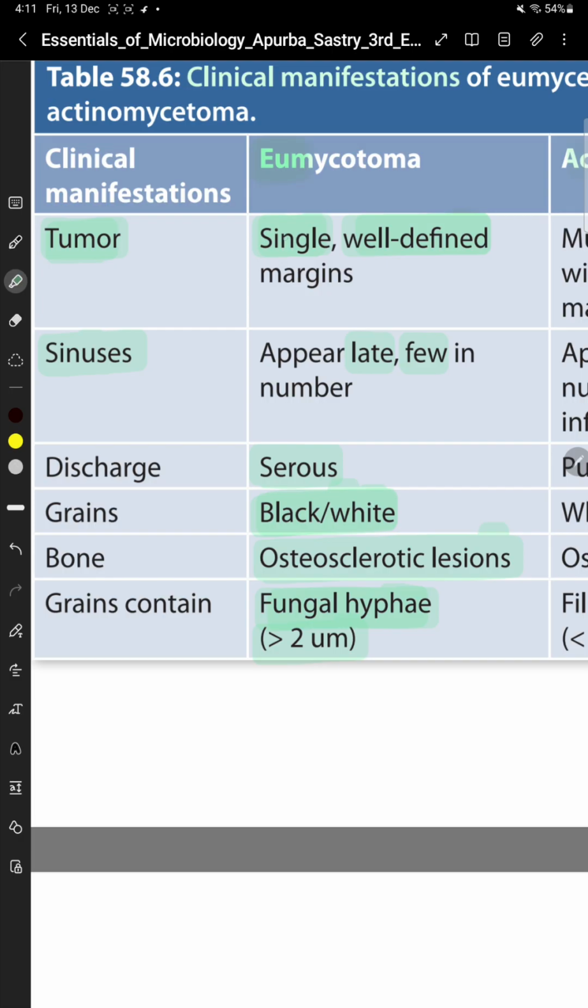Eumycetoma में tumor is single with well defined margins. The sinuses appear late and are few in number. The discharge is serous type. There will be black and white grains in bone. Osteosclerotic lesions are there, and the grains will contain fungal hyphae greater than 2 micrometer.